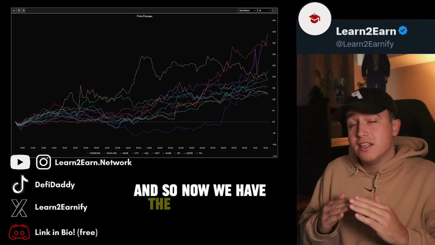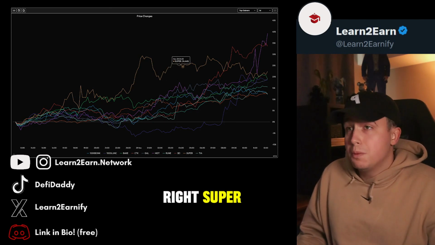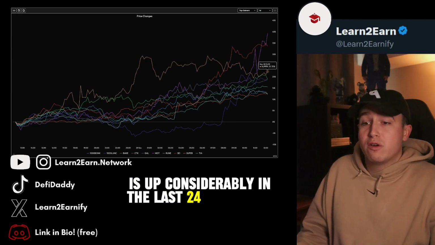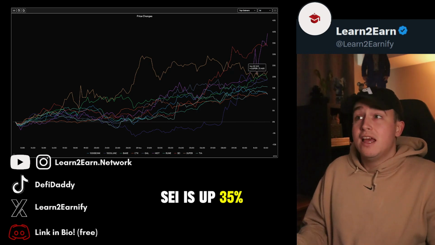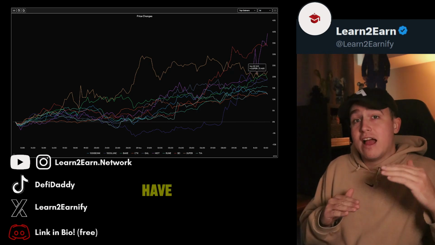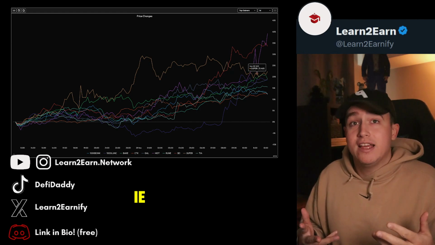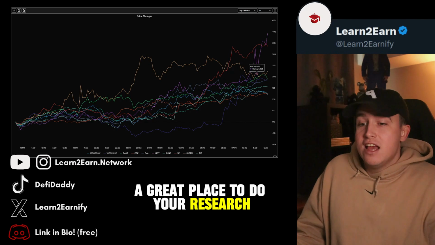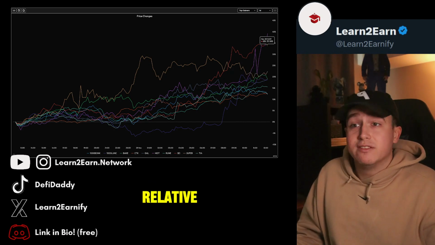And so now we have this same screen, full screen, so it's much easier to see, right? Super, another project I've never heard of, is up considerably in the last 24 hours, up 22%. SEI is up 35%. This is how you can find the winners that have outstanding market performance over the most recent time frame, i.e. the winners. Again, a great place to do your research and familiarize yourself with the tokens that have high relative strength.